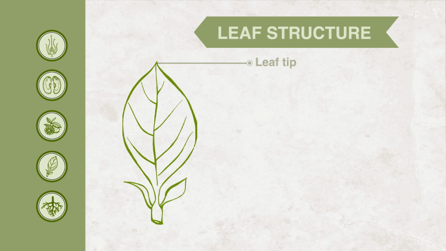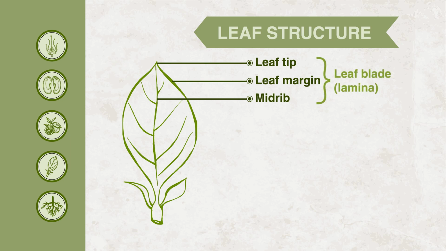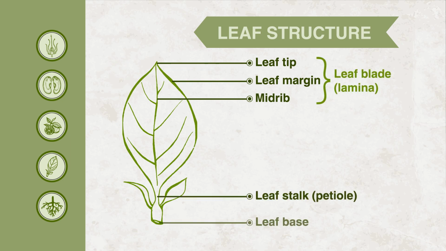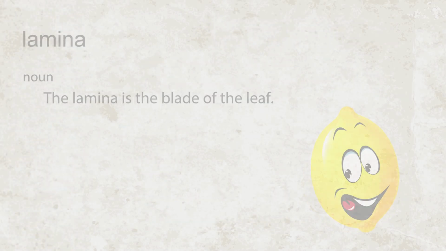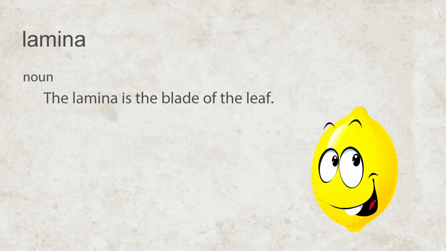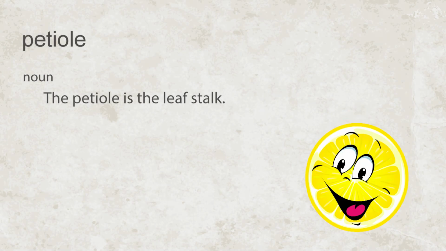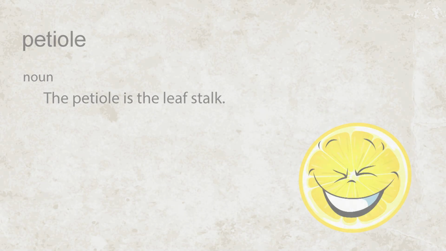A typical simple pinnate foliage leaf consists of a large flat lamina, a petiole, and a leaf base with which the leaf is attached to the stem. The lamina is the blade of the leaf. The petiole is the leaf stalk.